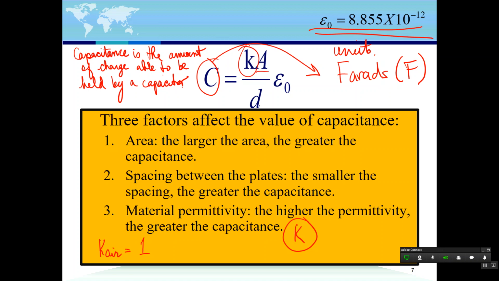A is the area of the plates, and D is the distance between them. So what happens if you increase the distance between the two plates? Is the capacitance going to go up or down? Going to go down, and if you decrease them and bring them really close together, the capacitance goes up. If you increase the area, is the capacitance going to go up or down? Up. Okay. The electric field will go down, but the capacitance will go up.